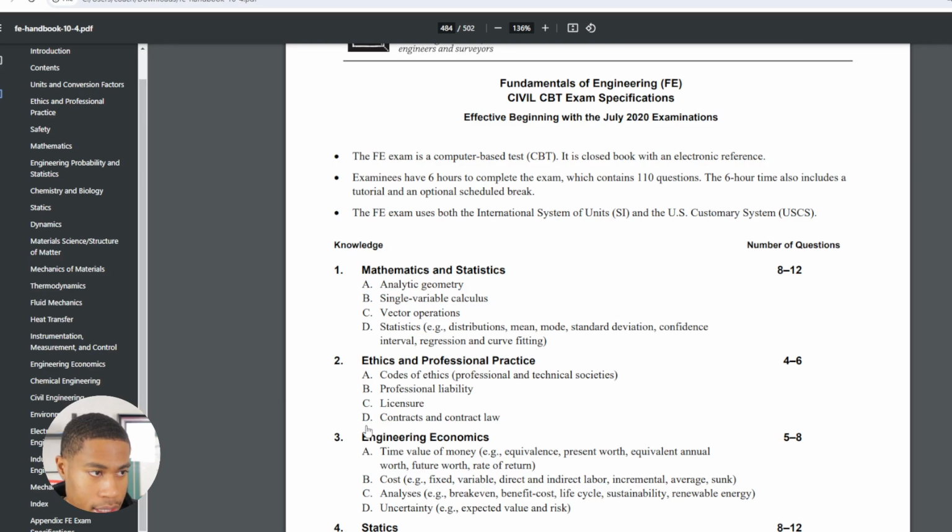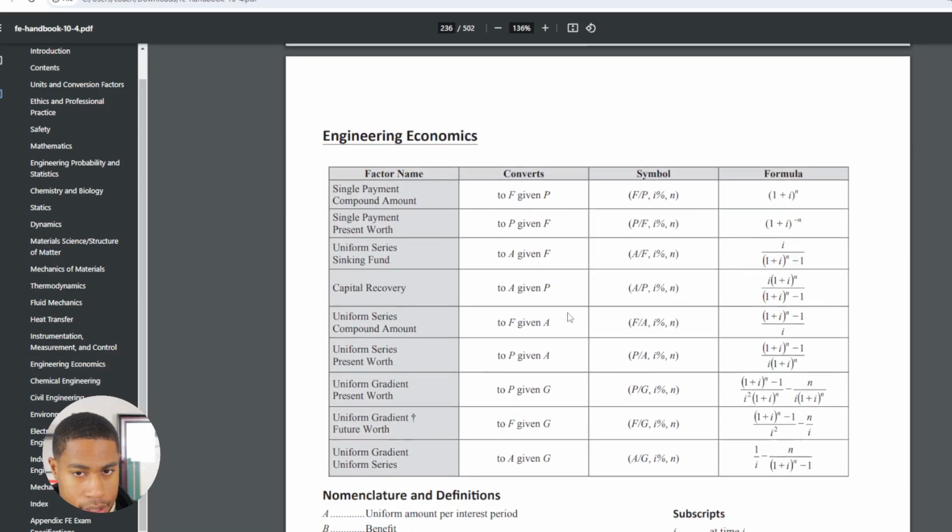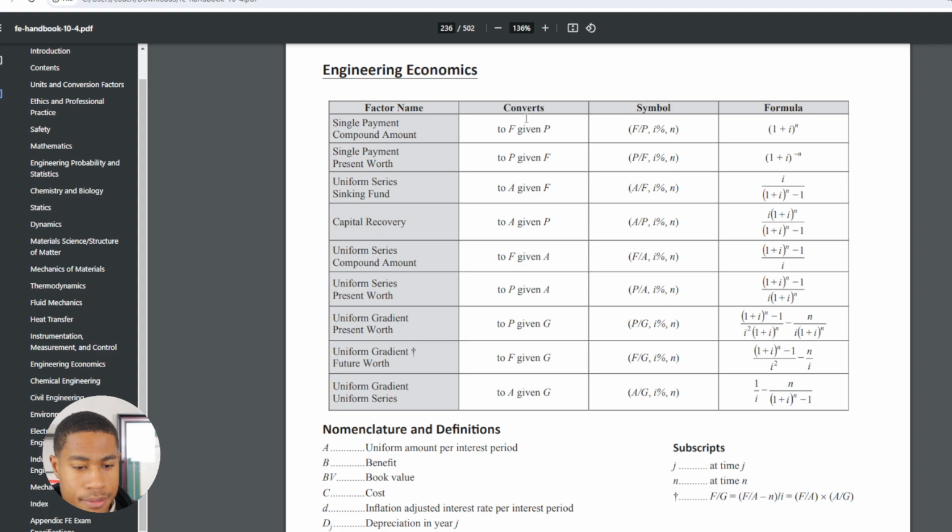Let's dive right in. To get to the area that we need to be in, we need to look at our bookmarks and go to engineering economics. It is an important section, a pretty big section in the handbook. So we just click engineering economics, and that brings us to the engineering economics section.